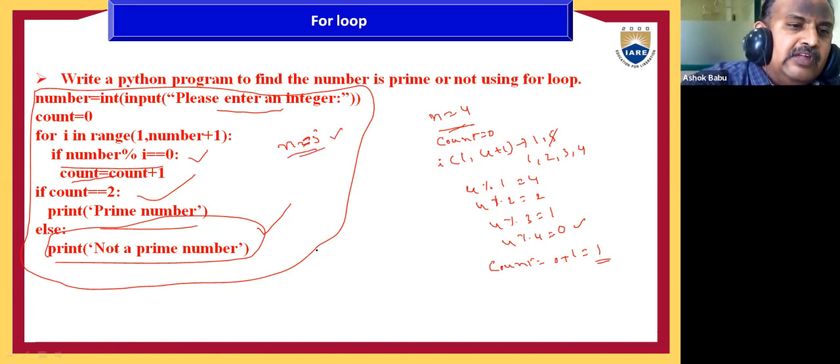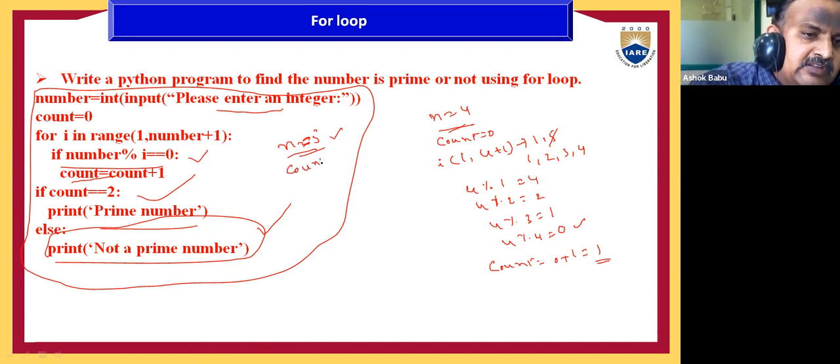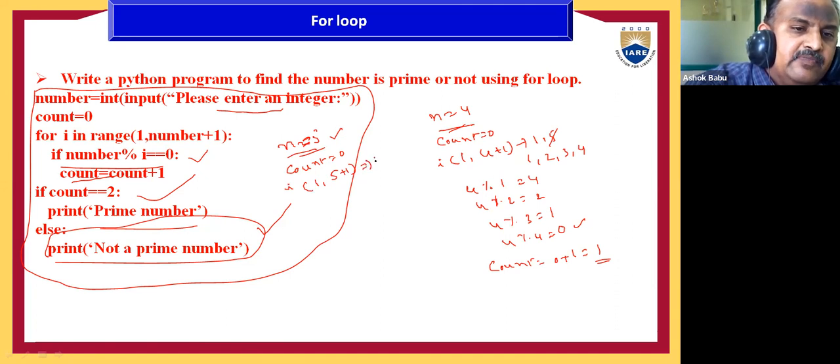When n equals 5, let us assume count is 0. When count equals 0, i ranges from 1 to 5 plus 1, that is 1 to 6. Because 6 is not included, i takes the values 1, 2, 3, 4, 5.